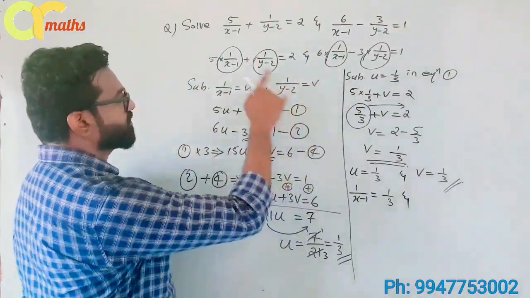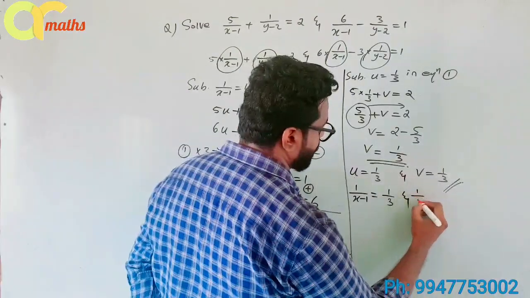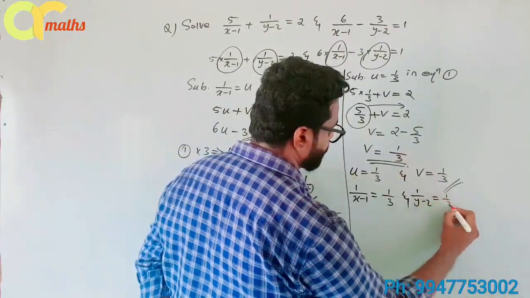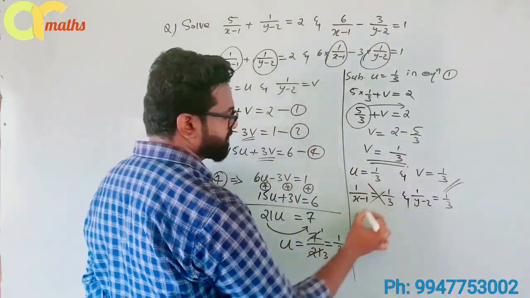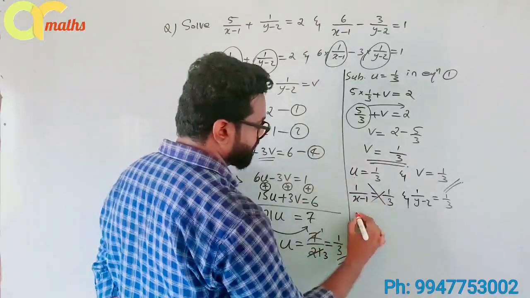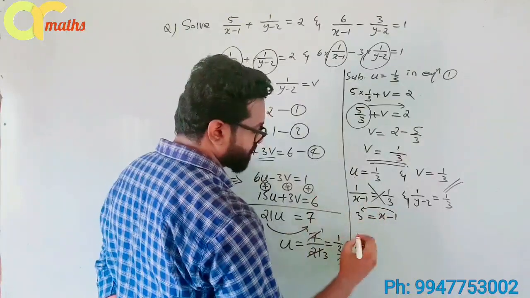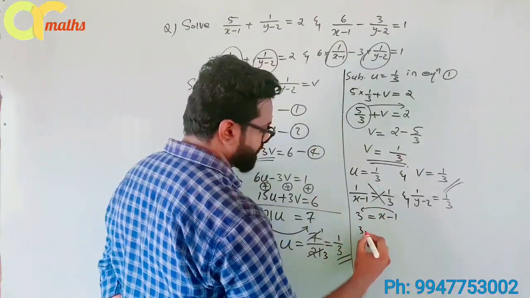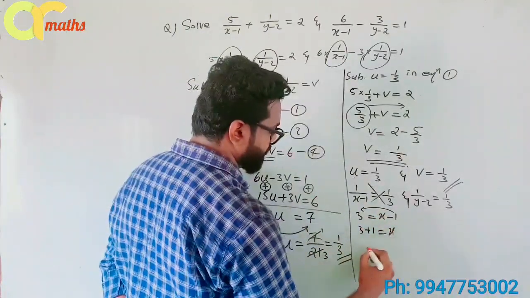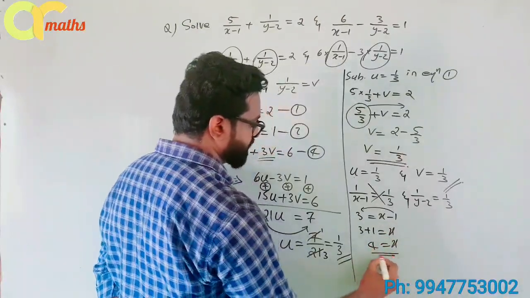1 by y minus 2 equal to 1 by 3. Then cross multiply. Very simple. 3 into 1, 3 equal to x minus 1. Then 3 plus 1 equal to x. Then 4 equal to x. You got x equal to 4.